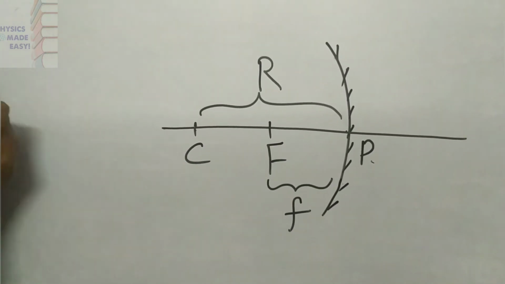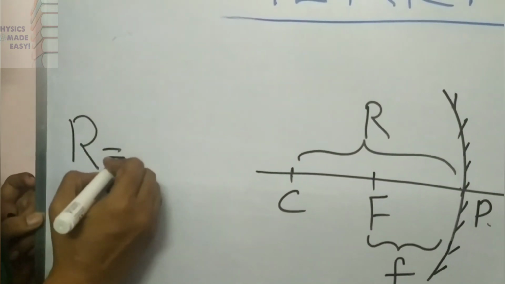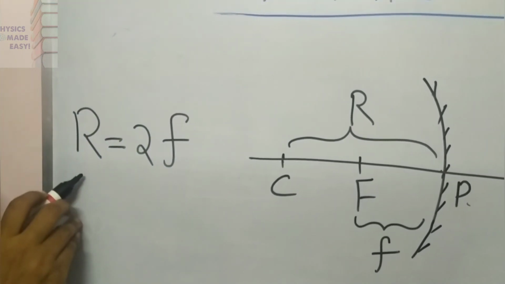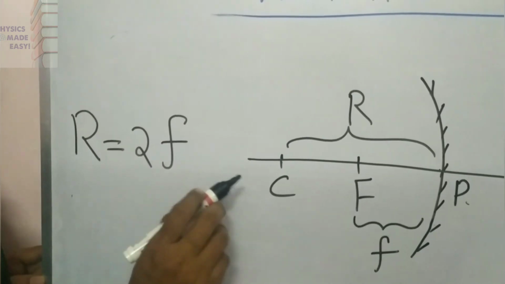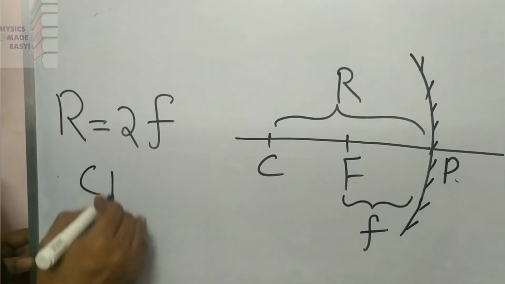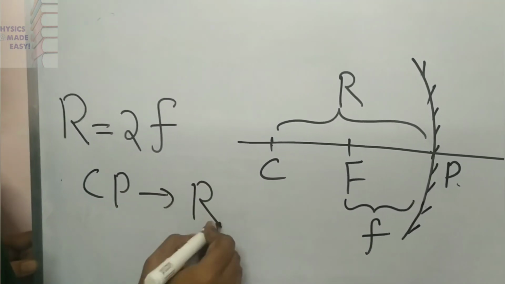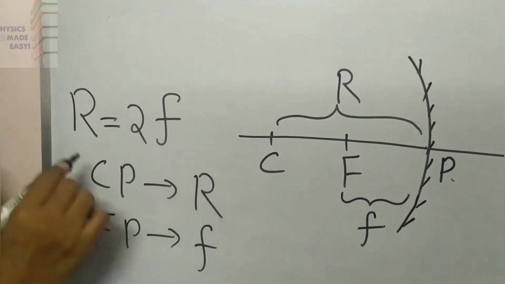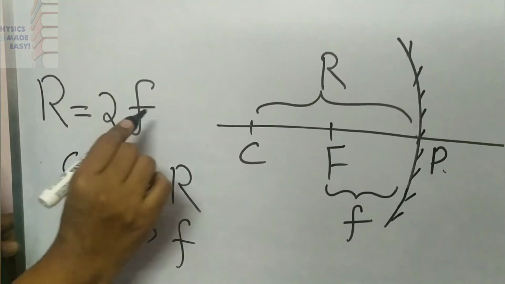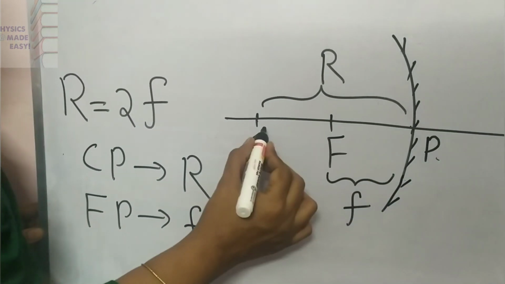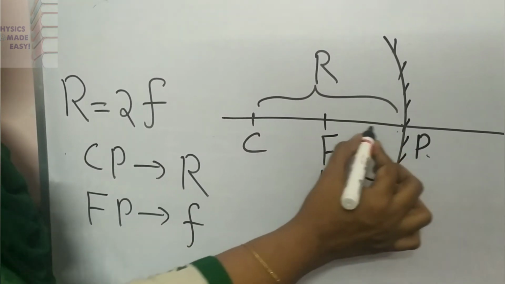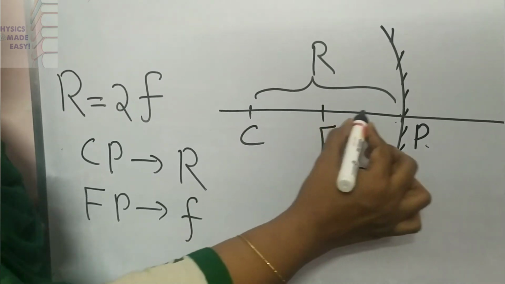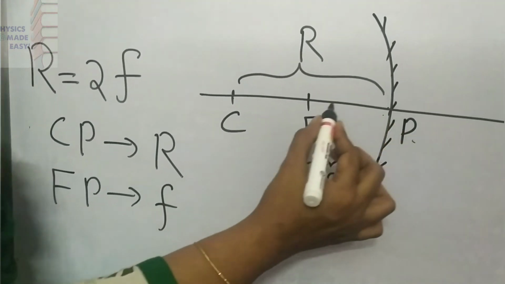Now we can connect them. This is the relation between the radius of curvature and the focal length. The radius of curvature is twice the focal length. Here CP is R, the radius of curvature, and FP is the focal length. So the radius of curvature is equal to 2 times the focal length. From this we can say CF will be equal to FP. The distance between the center of curvature and the principal focus is equal to the distance between the pole and the focus.